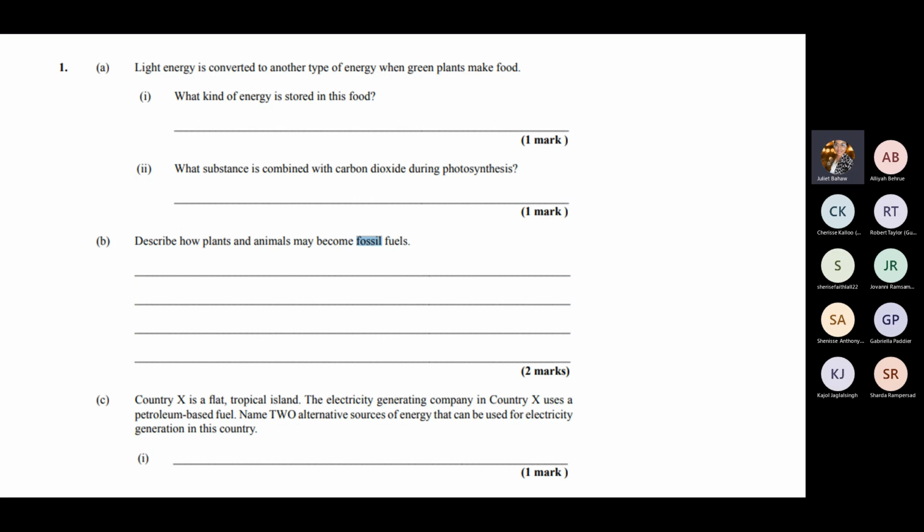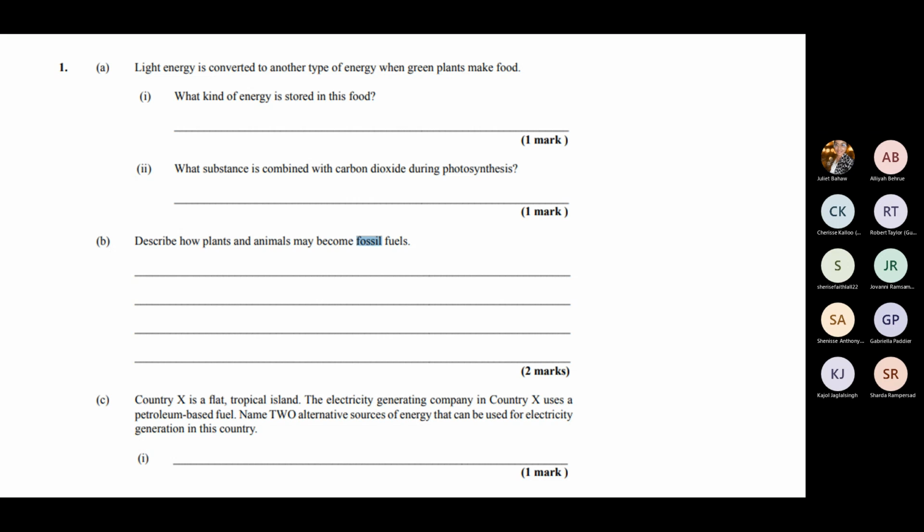All right, so you notice the first part, they actually combine energy with fossil fuels here. So there's a lot of topics that you could interchangeably put together in this paper. So you have electricity, you have conservation of energy, fossil fuels. All right, so part A deals with light energy converted to another type of energy when green plants make food. Part 1. What kind of energy is stored in this food? So everyone should have chemical energy.